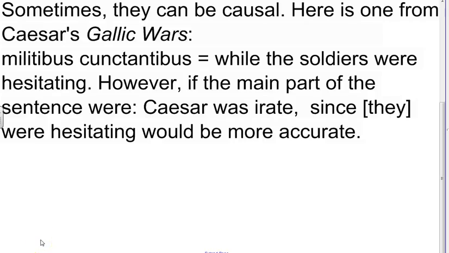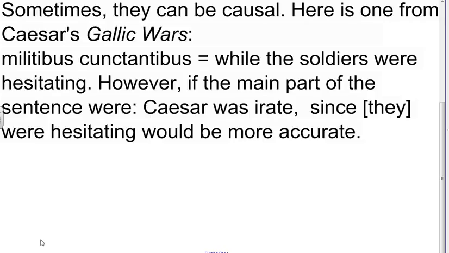Up to now, our ablative absolutes have been temporal, using when and while. However, there are times when they can be causal. So here's an example from Caesar's Gallic Wars. Militibus cunctantibus. Perfect ablative absolute, two words in the ablative case, the ibus ending in third declension ablative plural. And an easy translation would be, while the soldiers were hesitating.